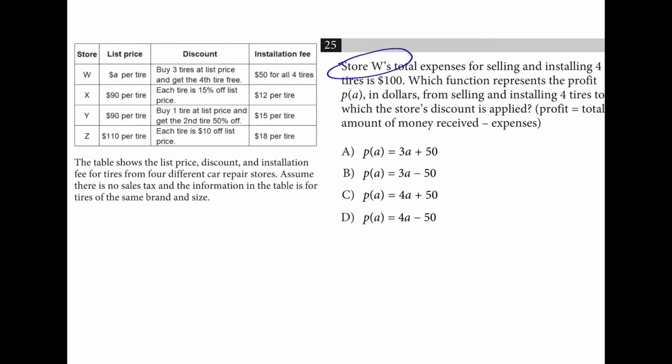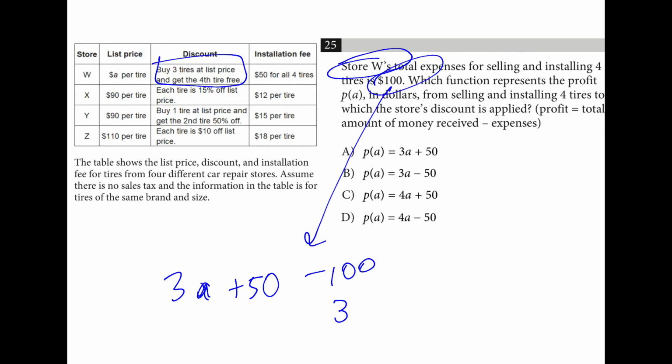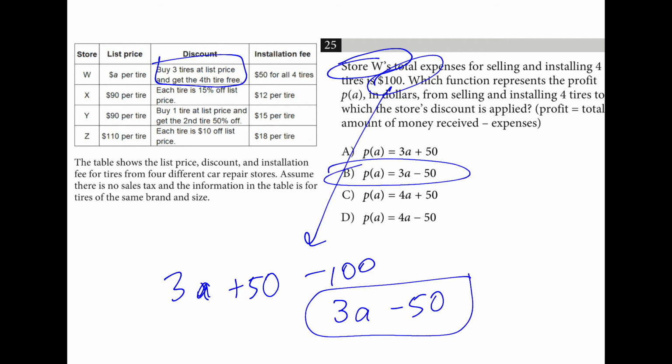So we're talking about store W. If we sell 4 tires, that's 4A. But we buy 3 at list price and get the 4th tire free, so that's really just going to be 3A. And the installation fee is $50. And then we also have the total expenses, so that's going to be minus 100. So 3A minus 50 when we combine everything. That'll give us our profit.